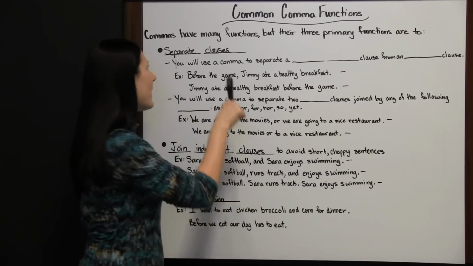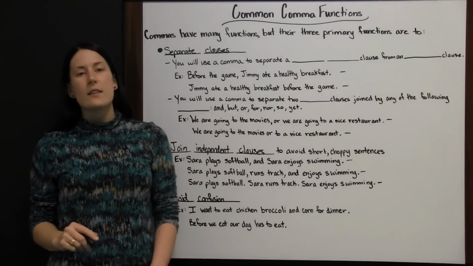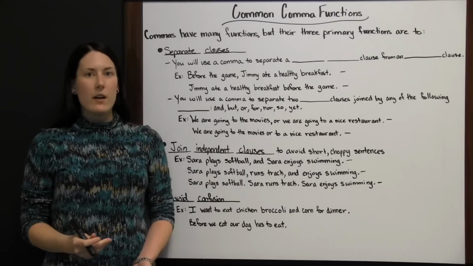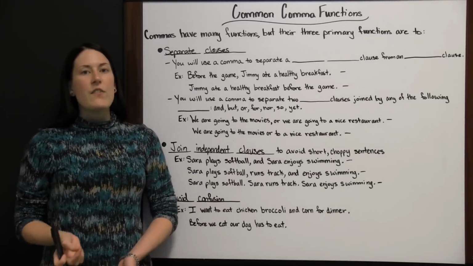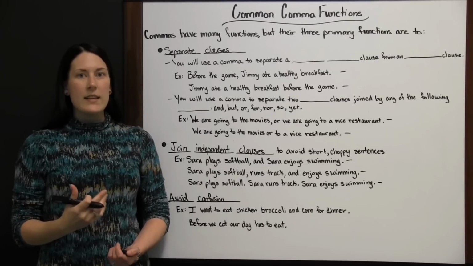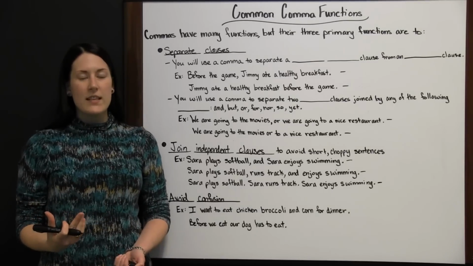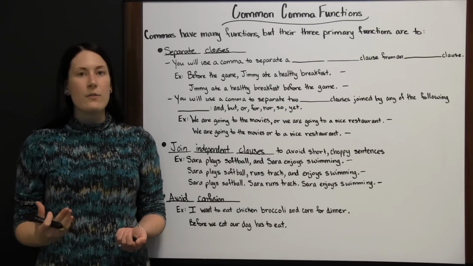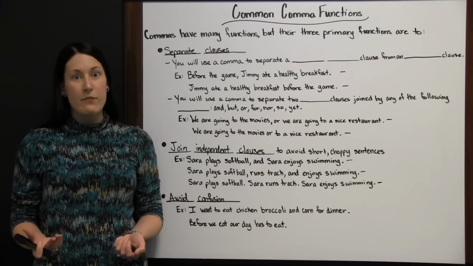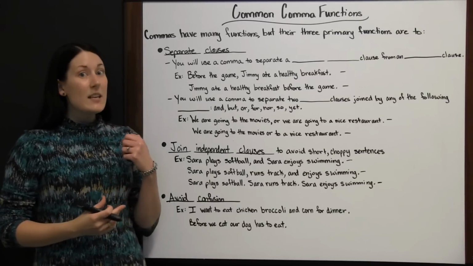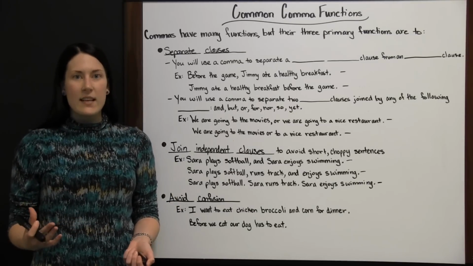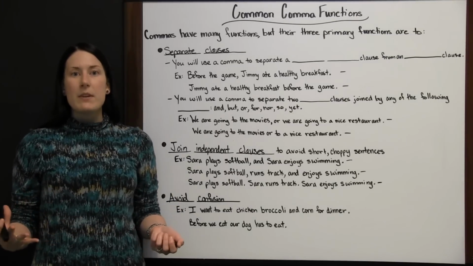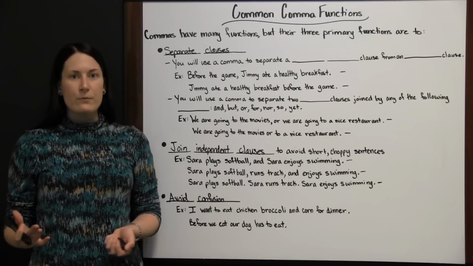So since we talked about separating and joining clauses, let's first talk about what a clause is. A clause is a piece of a sentence. If you have a dependent clause, it is dependent on the rest of the sentence. It cannot stand alone as a complete sentence. It would be a fragment. If you have an independent clause, it would be able to stand alone as a sentence. It would be independently a sentence on its own.